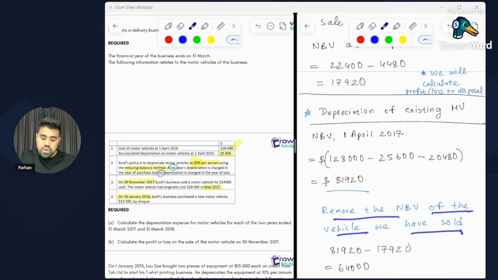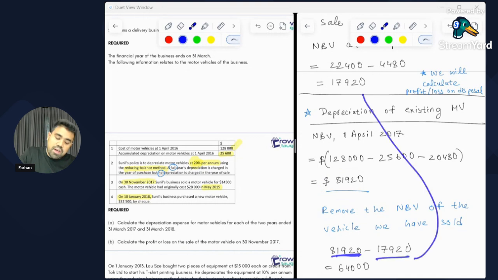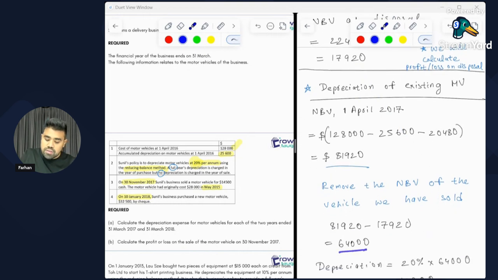And what we're doing in this case is subtract the net book value of the motor vehicle that we have sold from this net book value that we had at 1 April 2017. Okay? So 81,920 minus 17,920, which is the net book value for the motor vehicle that we had sold based on what you have seen we have done for calculations previously, and we get a remaining net book value of 64,000, which refers to the existing motor vehicles after the motor vehicle that we have disposed is removed.